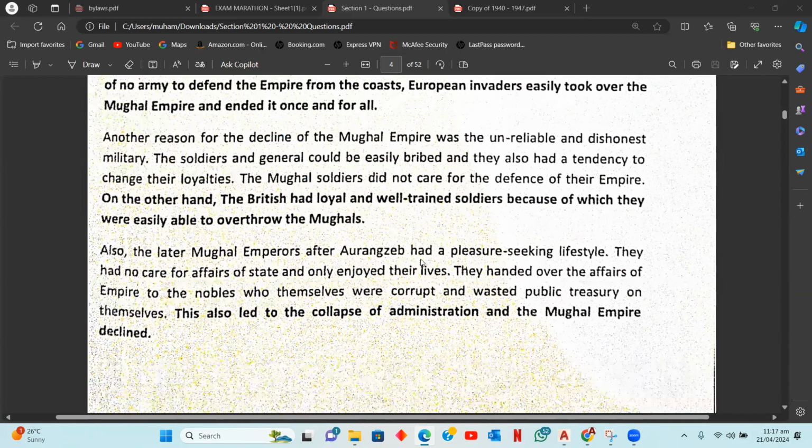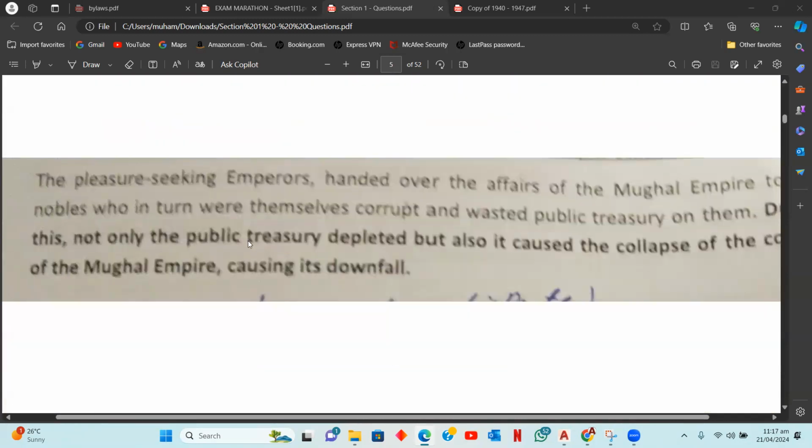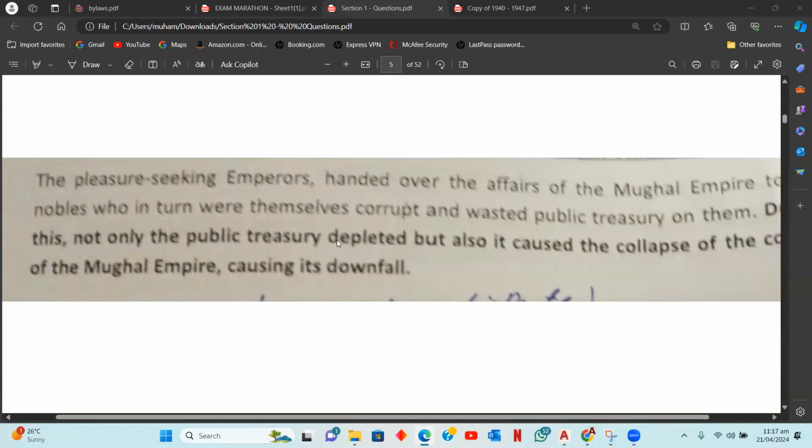Then the next reason, the sixth reason, is the pleasure-seeking lifestyle of the Mughal emperors. They were involved in luxuries and they wasted the state treasury on that. All of this led to a collapse of the administration. Yes, and all of it led to the decline of the empire. This is another elaboration of the pleasure-seeking lifestyle, how they became corrupt and all of it led to downfall.